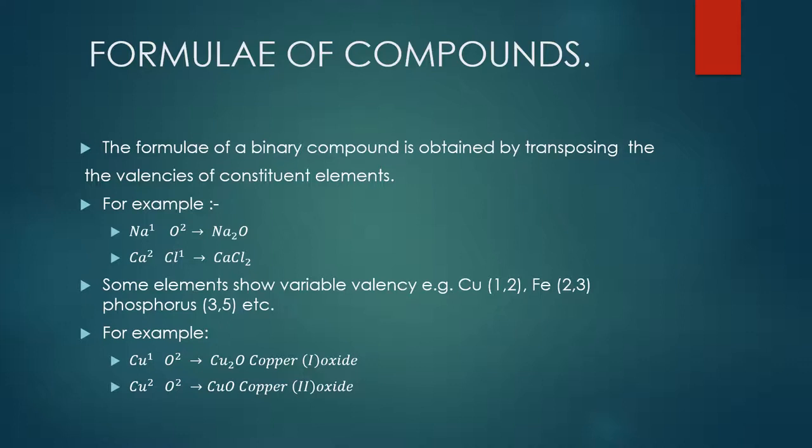But there are certain elements which show variable valency. For example, copper shows a valency of 1 as well as 2. Iron shows a valency of 2 as well as 3 in certain compounds. Phosphorus shows a valency of 3 as well as 5. So how can we write the chemical formula of such compounds? We can write it by writing their valencies in Roman numerals in the name of the compound.